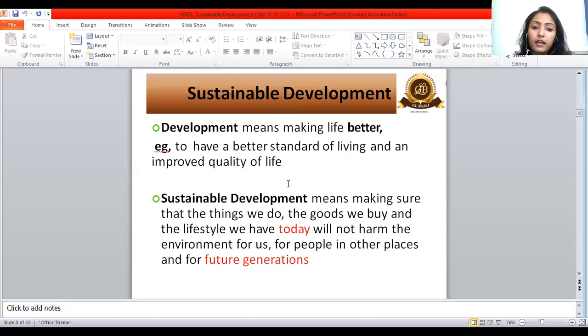But if I talk about development in terms of sustainable development, that clearly means making sure that the things we do, the goods we buy, and the lifestyle we have today should not harm the environment around us or the people in other places. My activity, my lifestyle should not affect the people around me, the environment around me, the people who are staying at other places, and the people who are going to come in the future, which is called the future generation.